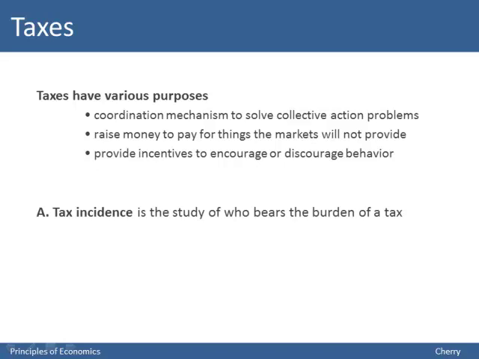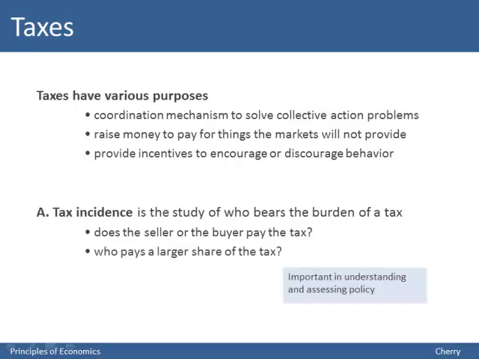Tax incidence. This is the study of who bears the burden of a tax. So if the government imposes a tax, who pays for that tax is an important consideration in whether that's a good idea or not, or especially when we start considering equity issues and fairness issues. Tax incidence is trying to evaluate who pays for the tax, but also can be used to look at who benefits from the tax. So for instance, does the seller or the buyer pay for the tax? And we're going to go through how we can look at tax incidence and determine who pays for the tax. And of course, this is interesting and important in understanding and assessing policies.